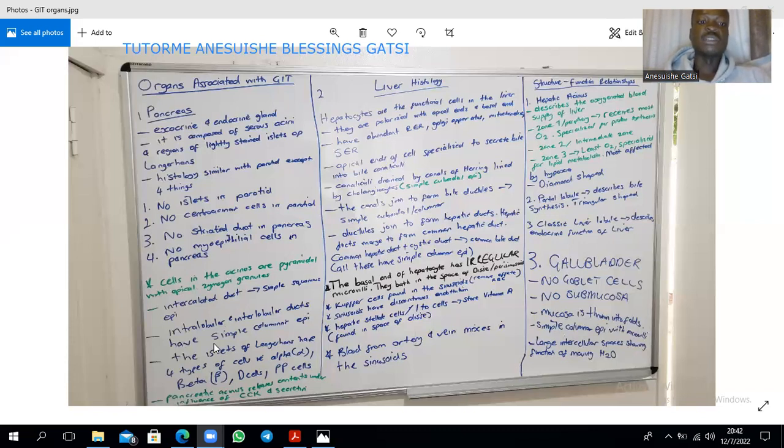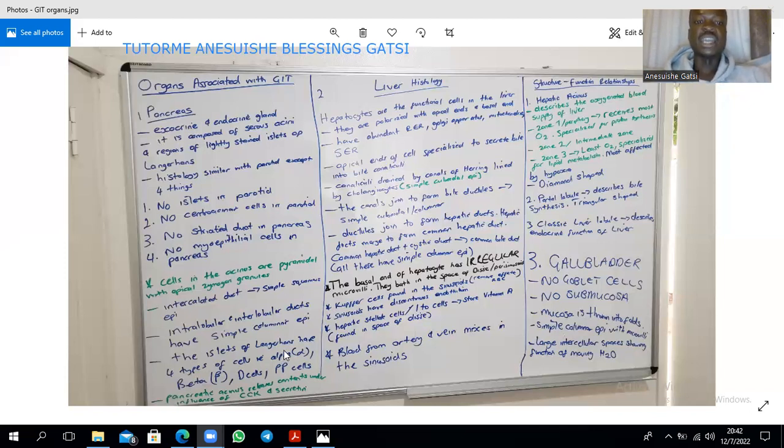And the cells that you find there, you have the alpha cells, popularly known as the A cells, you have the beta cells, popularly known as the B cells, you have the delta cells, popularly known as the D cells, then you have the PP cells or the F cells, which produce pancreatic polypeptide. The D cells are known for producing somatostatin. The beta cells are known for producing insulin. Then the alpha cells are known for producing glucagon.